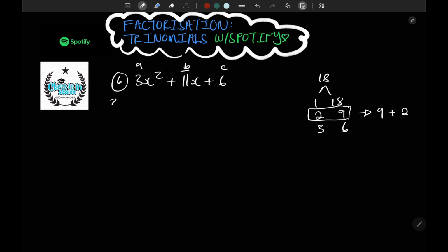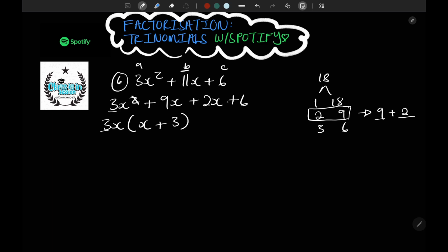So let's write this as 3x squared plus 9x plus 2x plus 6. There's your 9x and there's your 2x. Now let's factor 3x squared plus 9x. We can take out 3x. Open a bracket. 3 divided by 3 is 1. So x squared and x, you take out 1, you're left with x. Then 9 divided by 3 is 3, plus 3.